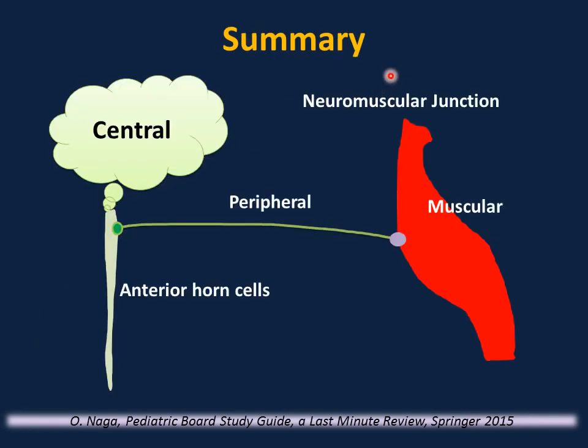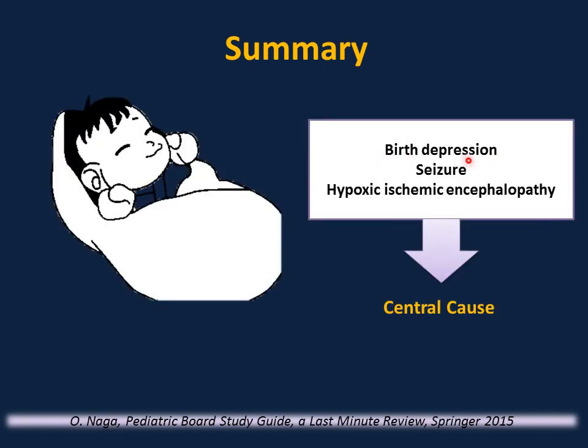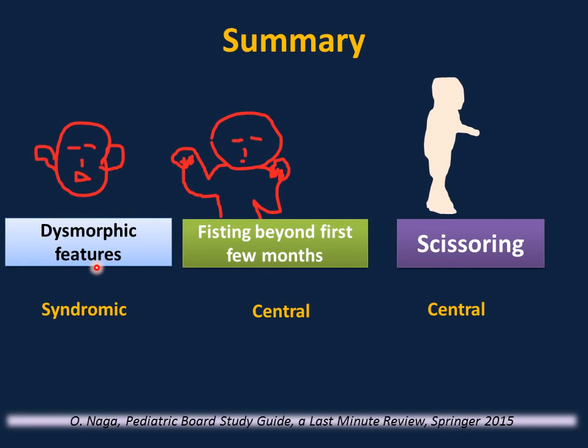In summary, causes of hypotonia can be classified as central, peripheral, neuromuscular, and muscular. If you have a history of birth depression, seizure, or hypoxic ischemic encephalopathy, this indicates a central cause of hypotonia. Dysmorphic features suggestive of a syndromic cause, fisting beyond the first few months of life, and scissoring in vertical suspension are suggestive of a central cause of hypotonia as well.